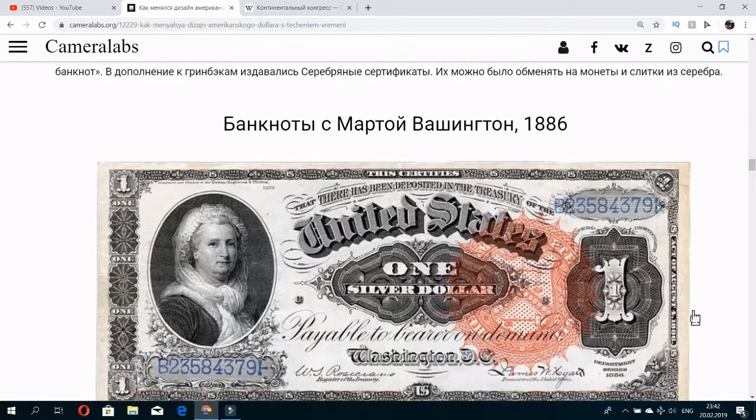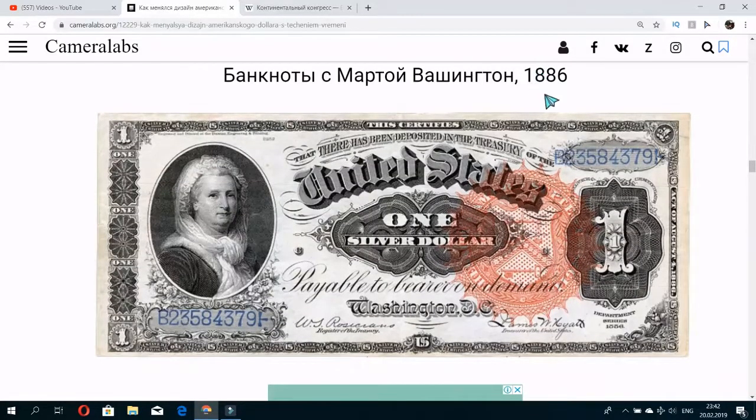Okay, banknotes with the model Washington from 1886. Also one silver dollar payable to bearer on demand in Washington, D.C., that has been deposited in the Treasury of the United States. One silver dollar, so you can exchange it for silver, which is supposed to be deposited at the Treasury, and it's like 1888. Okay, we already have the loan number here, but still it's a Treasury of the United States, it's not the Federal Reserve.